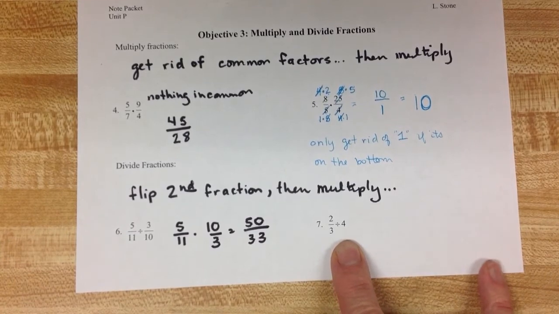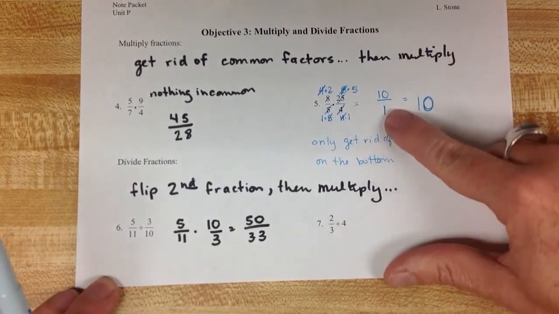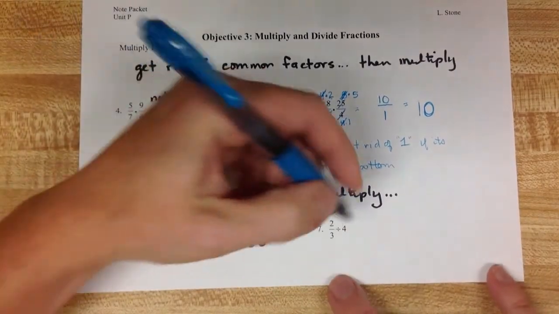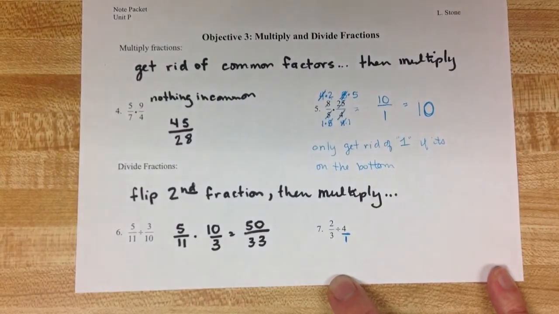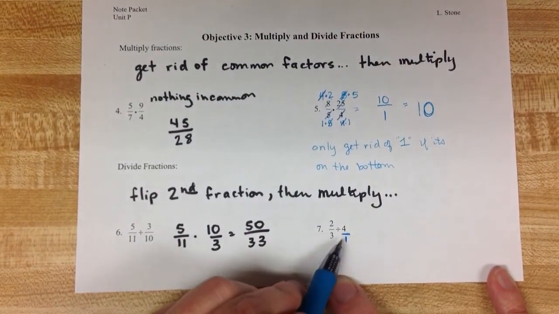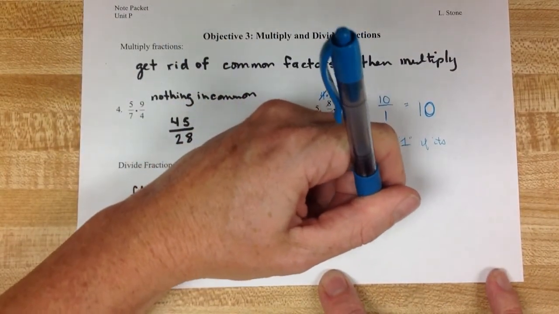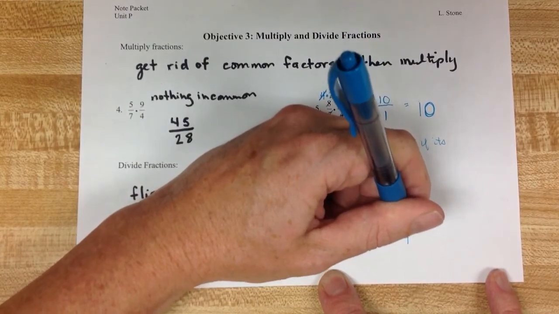The second one looks like it might be a little harder to do because we said you need to flip the second fraction, and it looks like we don't have a second fraction. We have a whole number here. But for the same reason that it was okay to get rid of the 1 up here, it's okay to put a 1 in down here. So I'm going to make this 4 into a fraction by putting a 1 under it. Now I have a second fraction to flip, so this becomes 2/3 times 1/4.